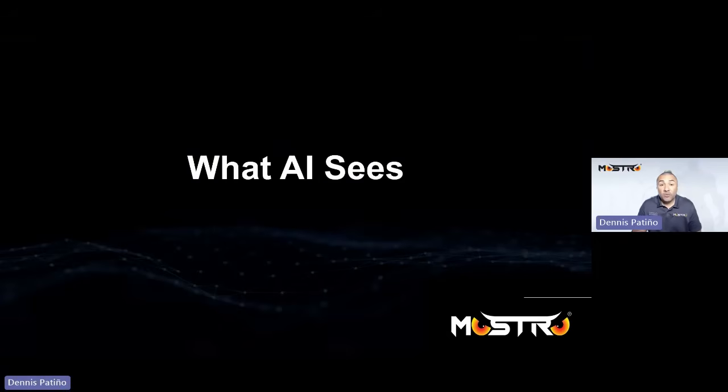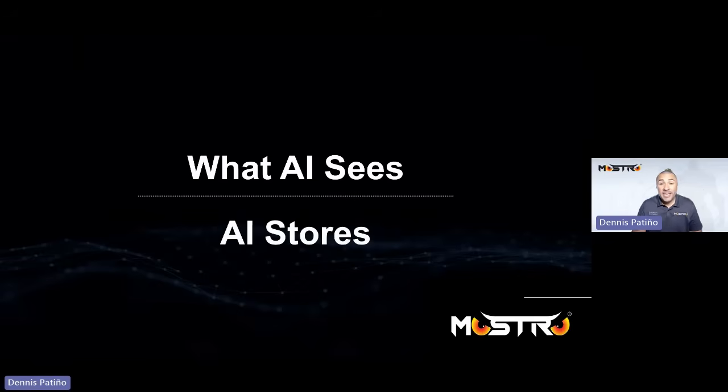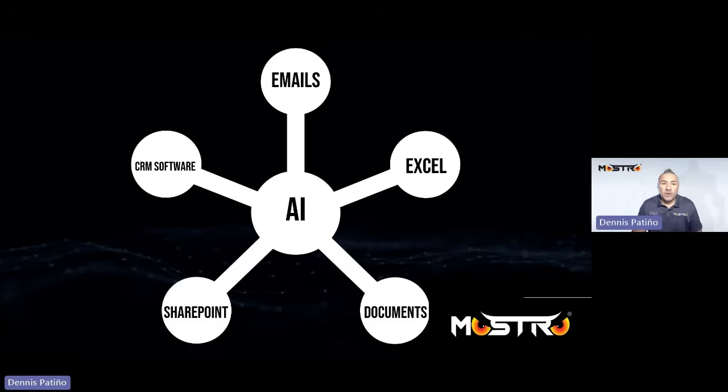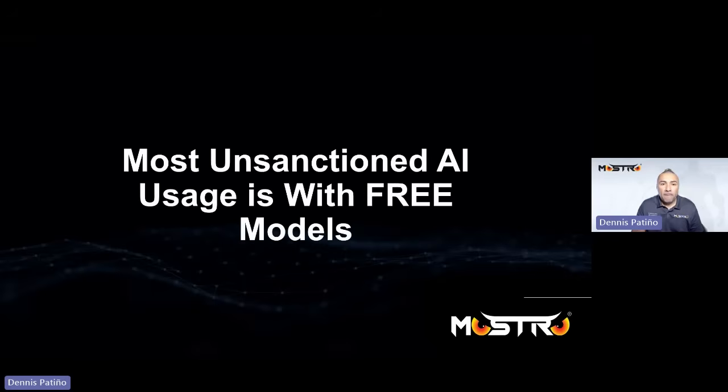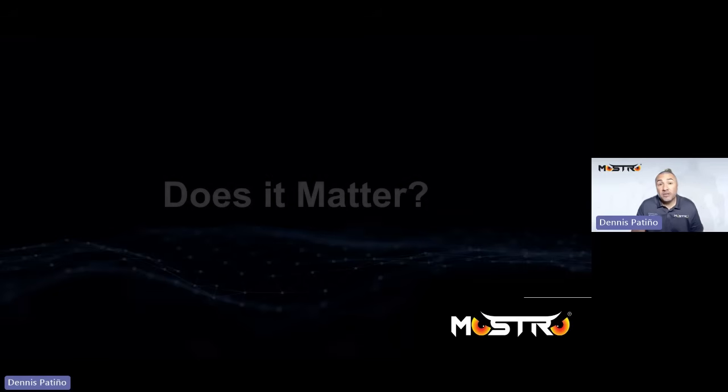Your team doesn't understand the risk. They don't understand that what AI sees, AI stores. AI is set to pull information from different places in your organization: from emails, Excel files, Word docs, SharePoint, OneDrives, your CRM software, things where you have your client information, contracts, all those things. It pulls information from there. And most of the models right now are free. There's three of them, and they don't have specific rules around what can be used and what can't be used to train the model itself.